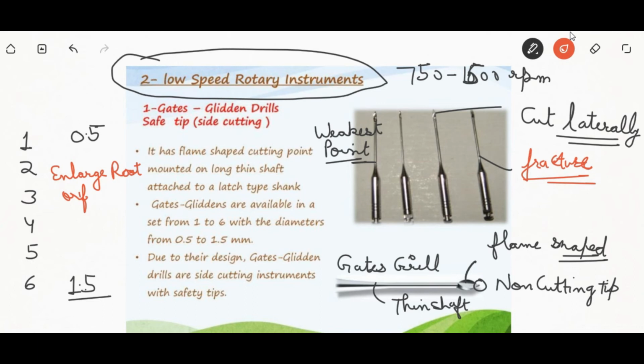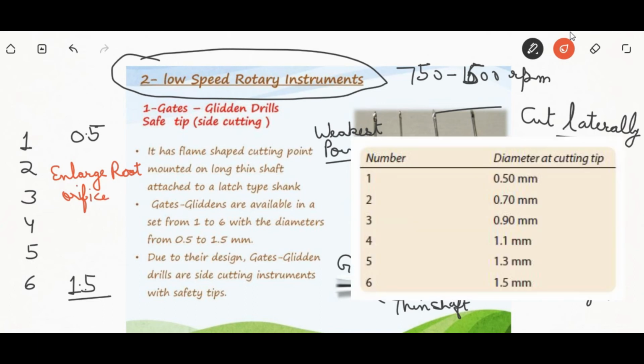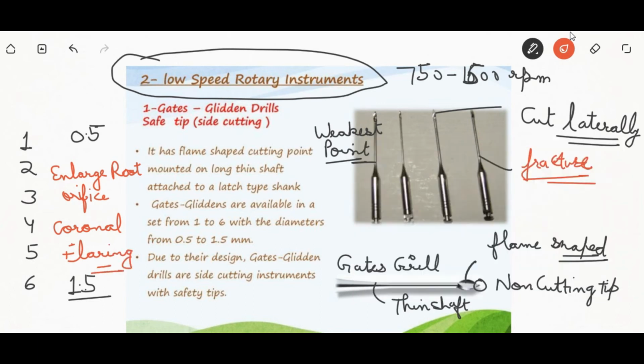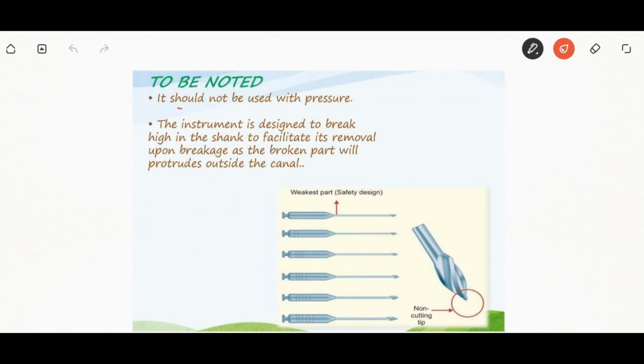Now this table is important. The Gates Glidden drills are available from 1 to 6 size. And what is the diameter? It ranges from 0.5 to 1.5. Now what is the use of this Gates Glidden drill? The most common use is enlargement of the root canal orifice. Second, it can be used for coronal flaring during root canal preparation, and for the removal of lingual shoulder during access preparation of the anterior teeth. Remember, the Gates Glidden drill should not be used with pressure.